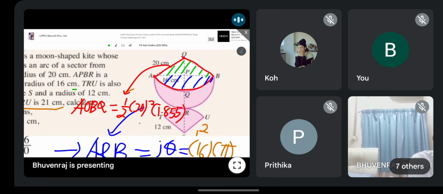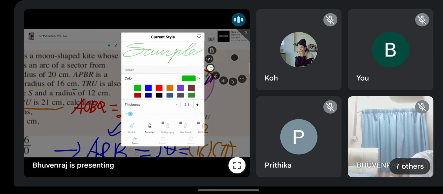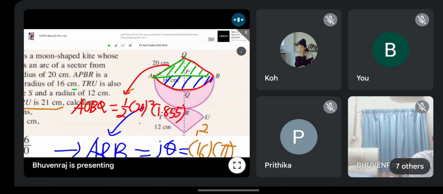Alright, so guys, if you focus on the green color, what formula can I use here? Who can tell me? For AOPB, how to get the area for that? This one relates to your Form 4 maths. It is somewhat related. So how to get AOPB? What is the formula? Refresh your Form 4. What is the formula?